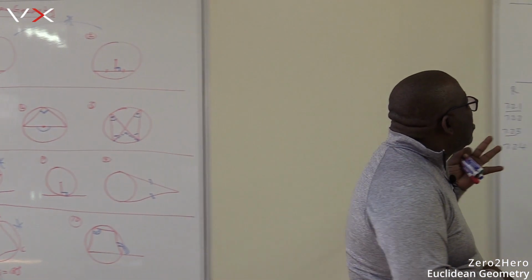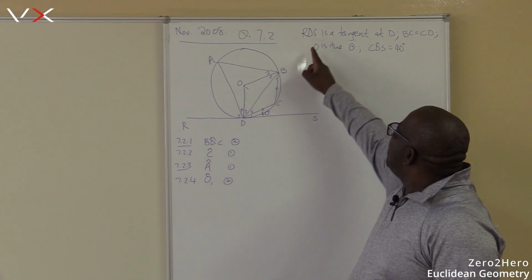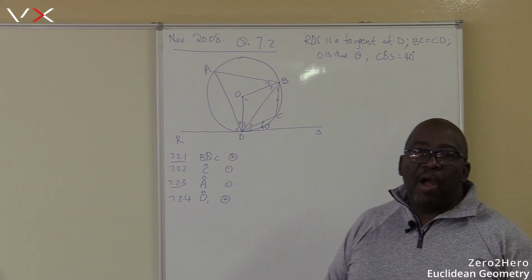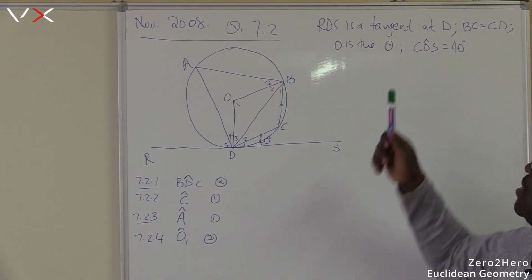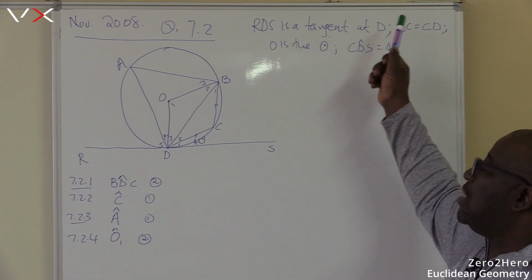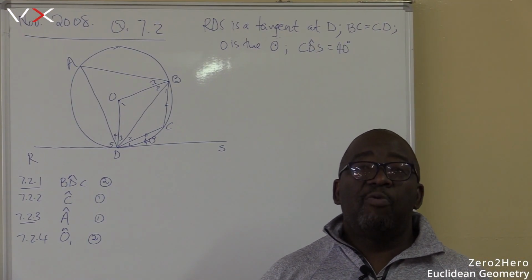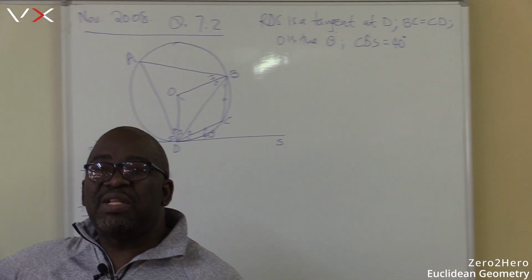Now, let us look at what we're given. Watch here. The first statement says, RDS is a tangent at D. I want us just to look at that statement. Do I know any theorems that deal with the tangent? Yes. How many are there? There are only three theorems that deal with the tangent.